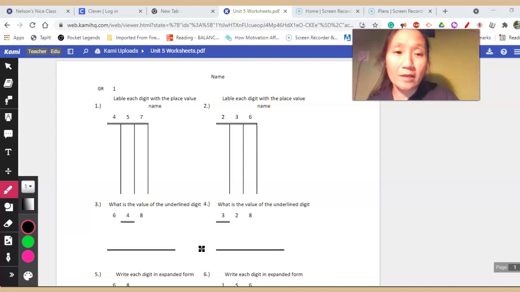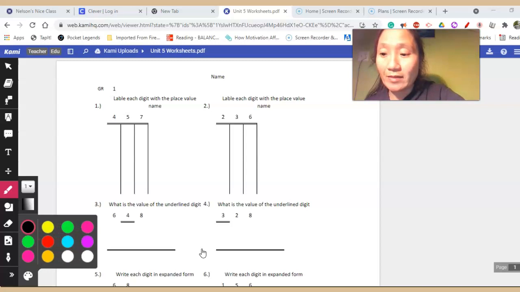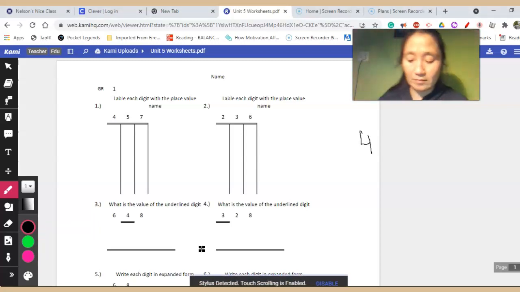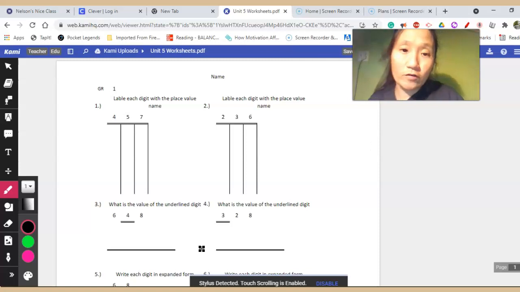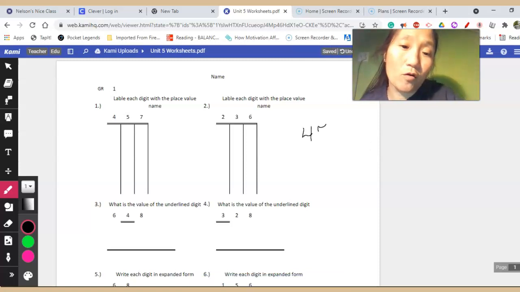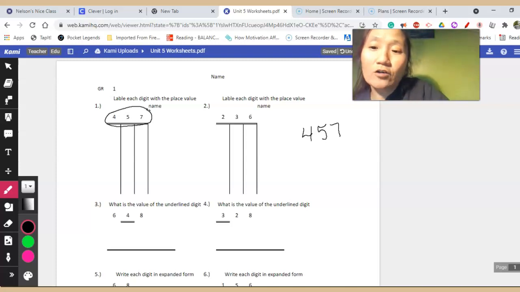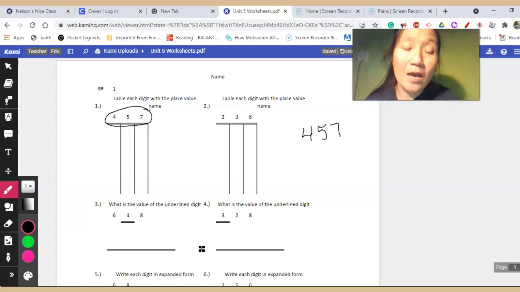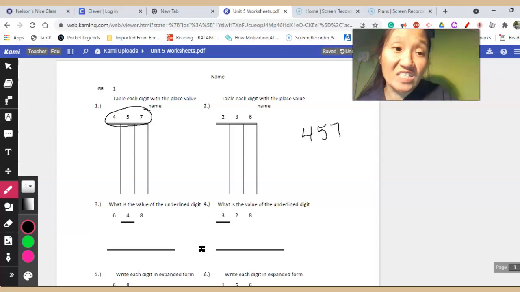So let's write the number right here. We're going to write the number 457. I'm going to move that over. 457. Write that on your whiteboard. Now, this is the number that we're looking at here, and I'll show you how to fill out the worksheet in just a little bit. However, we're looking at 457.